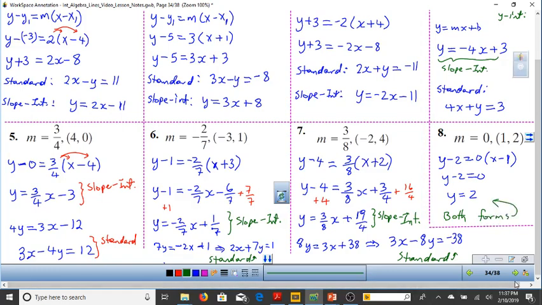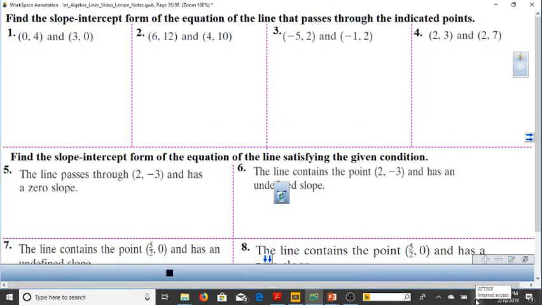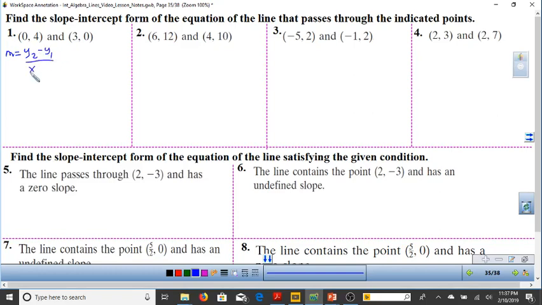All right, let's move on to the next. Find the slope-intercept form of the equation of the line that passes through the 2 points. Very simple. If we have 2 points, find the slope first. So the slope is y2 minus y1 over x2 minus x1. So we just do 0 minus 4 over 3 minus 0, and that gives us negative 4 over 3. Now, this point here is the y-intercept because the x-coordinate is 0. So b is equal to 4.